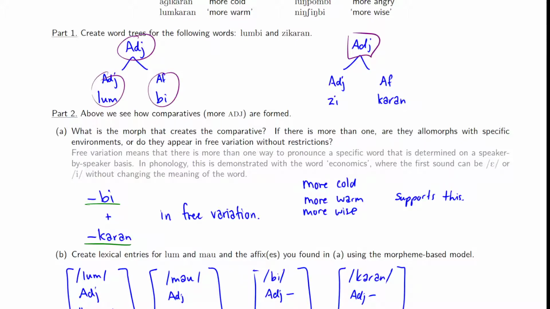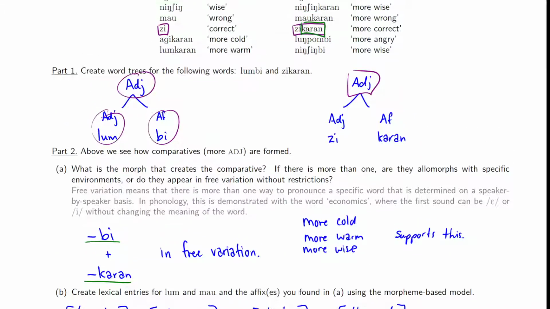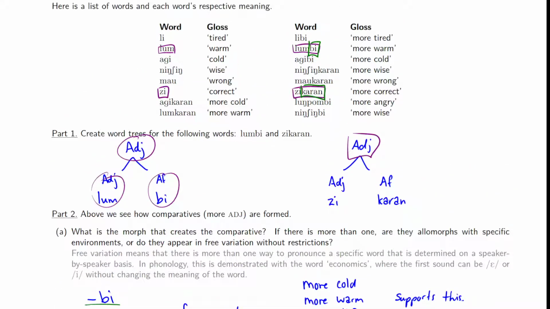And then the next one is, are there specific environments, or do they appear in free variation? So this means that it's up to the individual to choose which form they use. And if we take a look at the data set, we'll find that there are some cases. So if I just remove these markings, we find some cases where you can use either. So more warm can be lumkaran or lumbi. We have the case of more wise, which can be ning xing karan or ning xing bi. So it can take karan or bi.